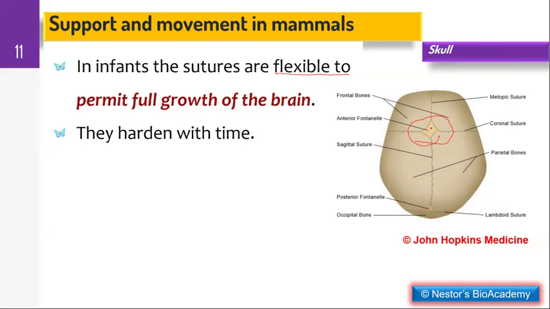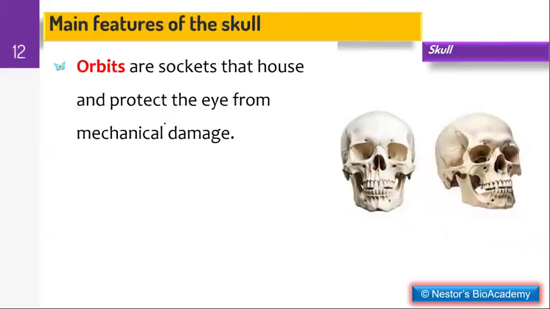So they always harden with time, and that is usually at an age where the brain is fully grown and fully developed. At that point, the bones of the skull harden to provide a firm protection to the brain and the delicate organs we find there. If you are to look at the skull again further, remember an alternative name for the bones making up the skull is cranium. We can sometimes find us using these two terms interchangeably.